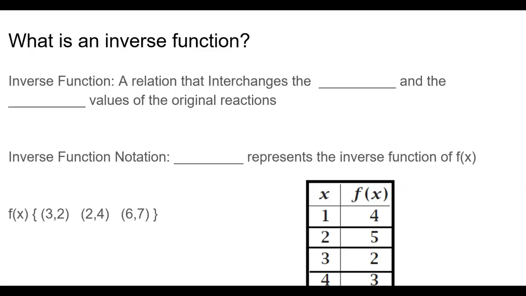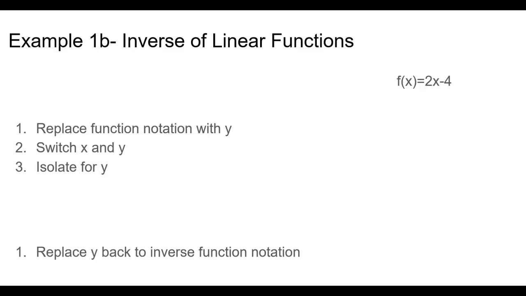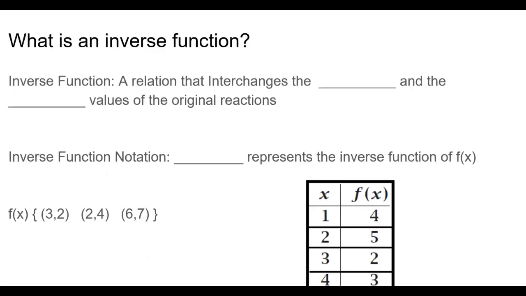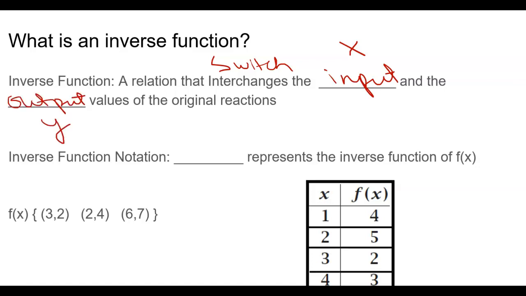So to begin, an inverse is a relationship that interchanges, and another word for interchange is switch. The input, which is x, and the output, which is what we call y, of a function. We use the notation where we put a -1 wherever we have an inverse.